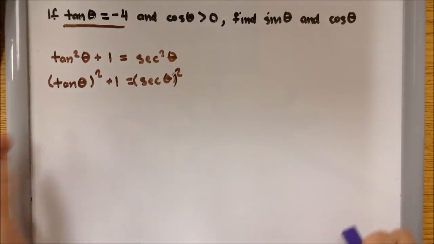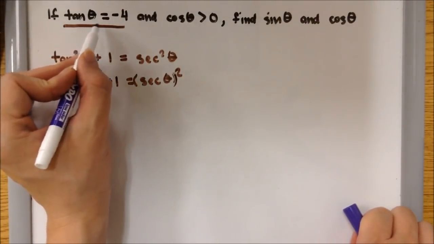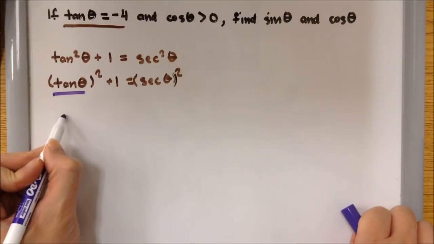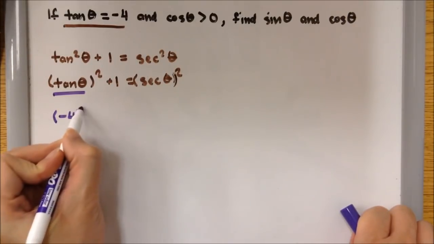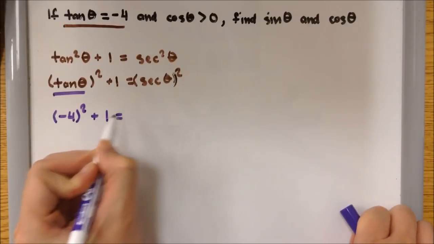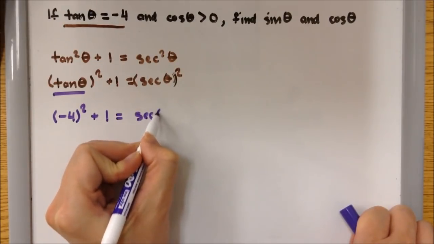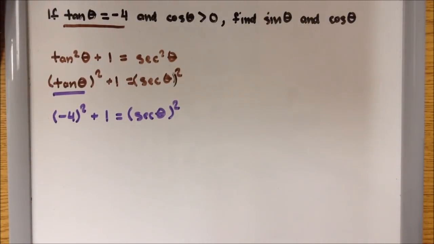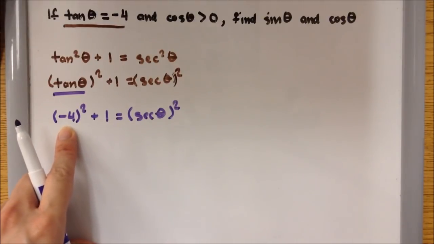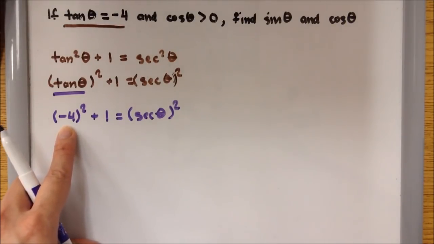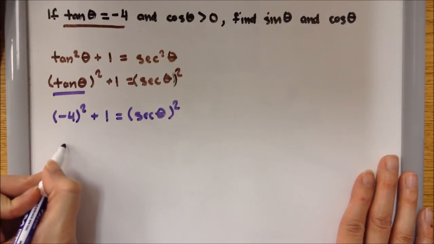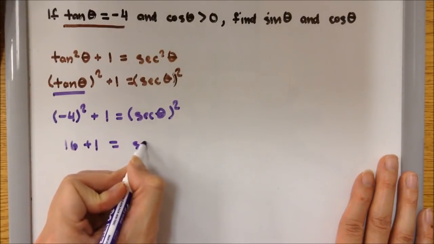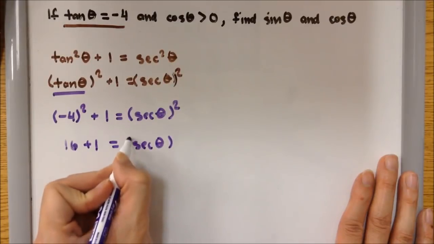So what I'm going to do next is plug in the value of tangent theta into here. So tangent theta is -4, so -4 square plus 1 equal secant theta square. Alright, so here the only thing we can simplify is -4 squared, which will become a positive 16 plus 1 equal secant theta square.